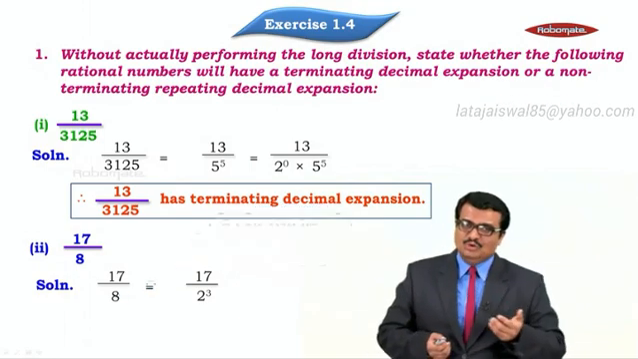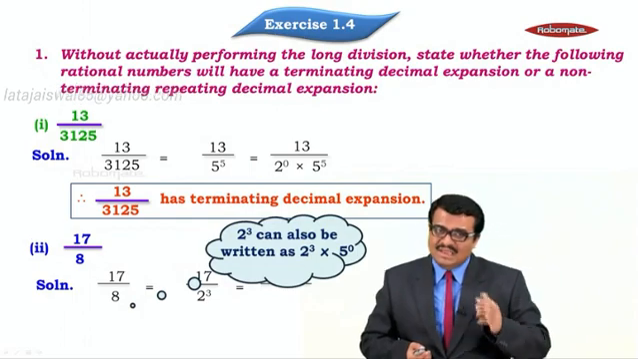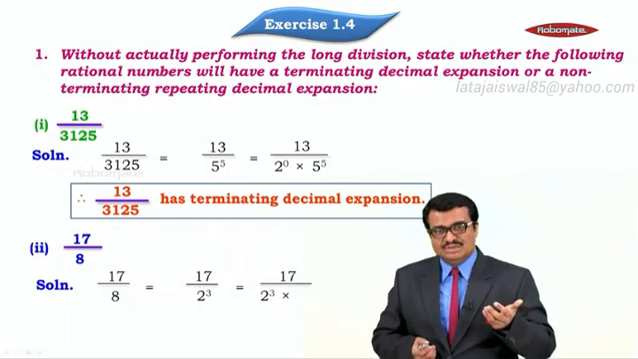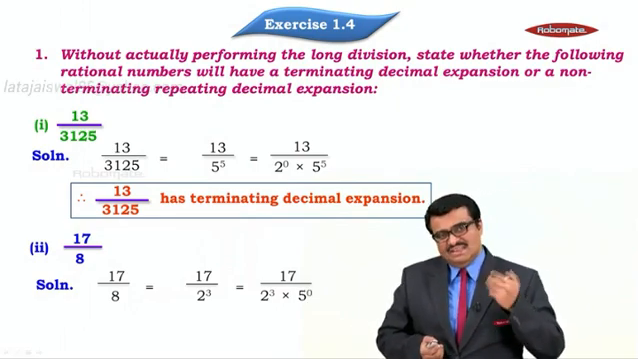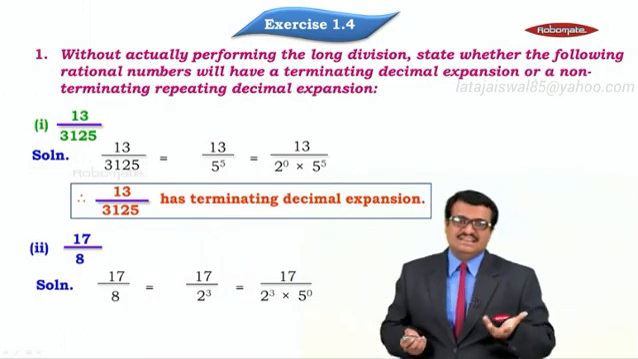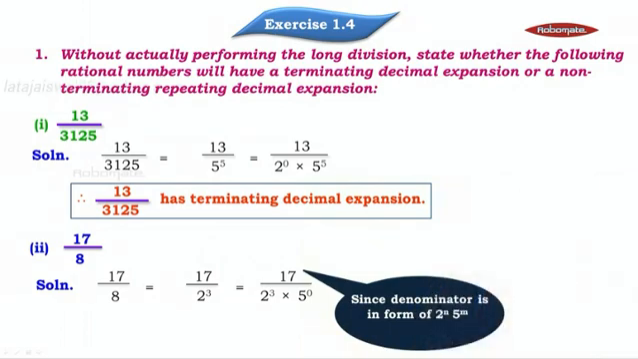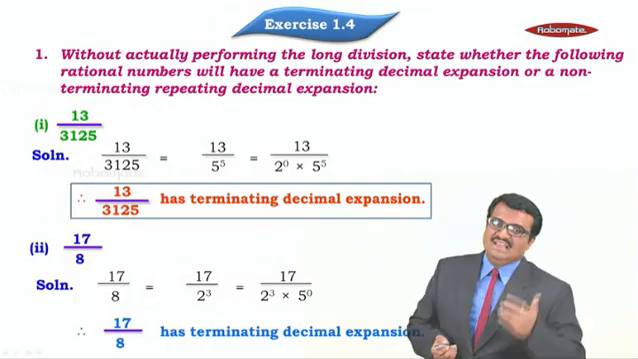Again, this 17 upon 2 cube can also be written as 2 raised to 3 into 5 raised to 0, because 5 raised to 0 is 1 only. Anything raised to 0 is 1. So 2 raised to 3 into 5 raised to 0 means 2 raised to 3 only. So we did not change the denominator. Since the denominator is in the form of 2 raised to n into 5 raised to m, what can we conclude? We can conclude that 17 upon 8 has a terminating decimal expansion.